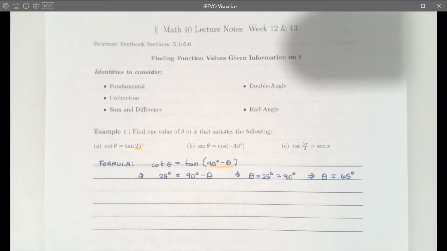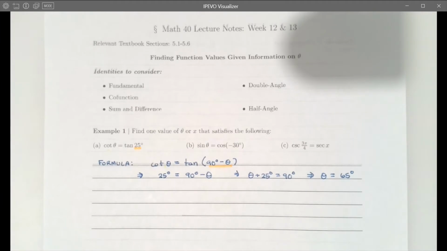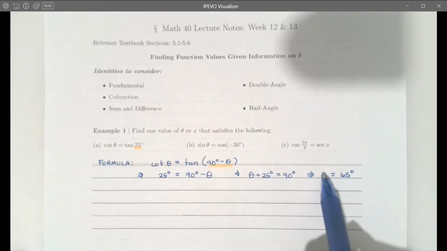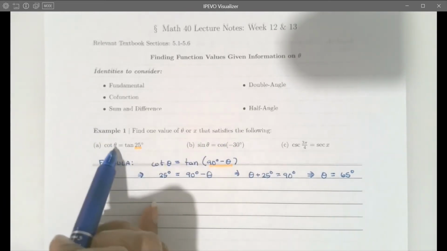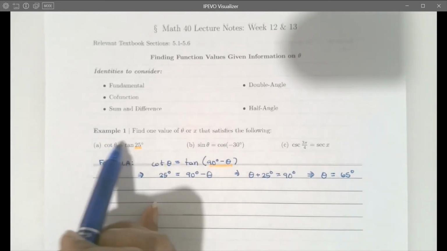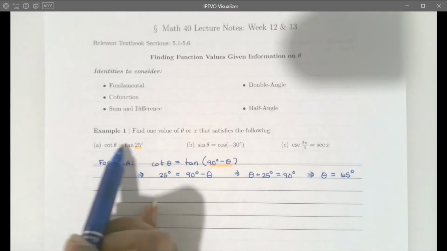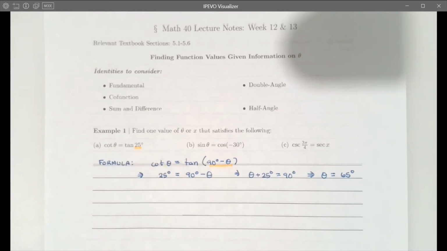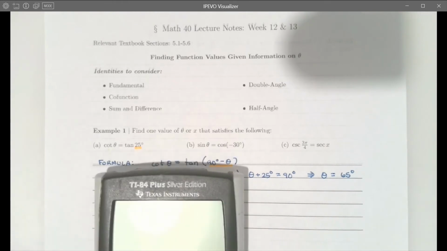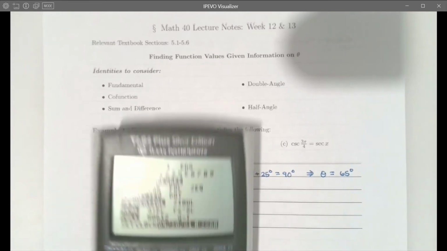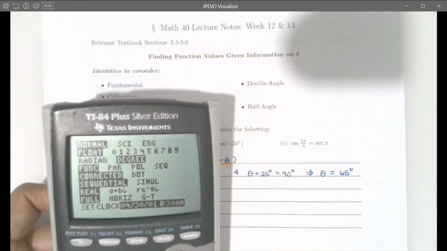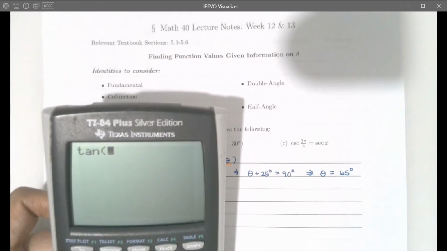Okay, so what we're saying then, if you look back at the original expression, is that cotangent of 65 degrees will give us the same thing as tangent of 25 degrees. And so the nice thing about these problems is that we can always verify our work by taking this value and replacing into the original expression, then making sure that the equation is true, and that we get the same values on either side of the equal sign. So let's start with tangent of 25. First, I'm going to check that I'm in degree mode, and it seems like I am.